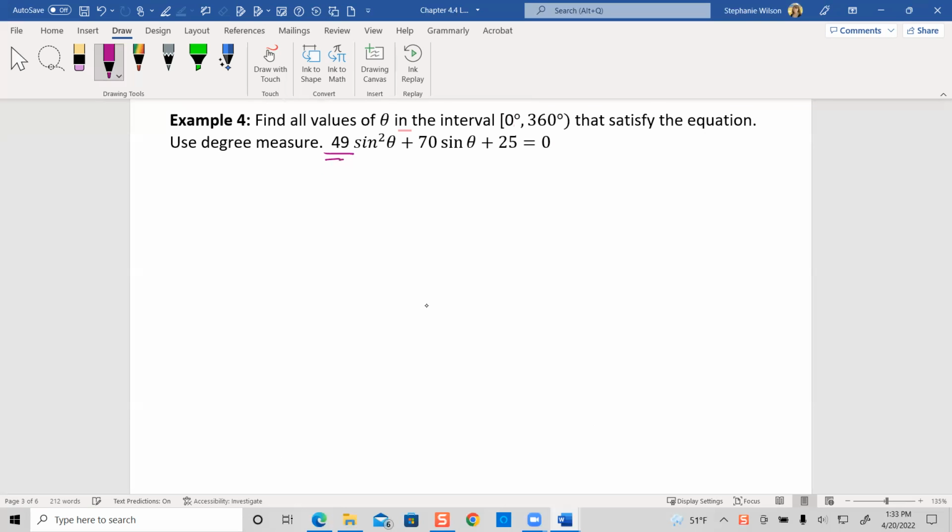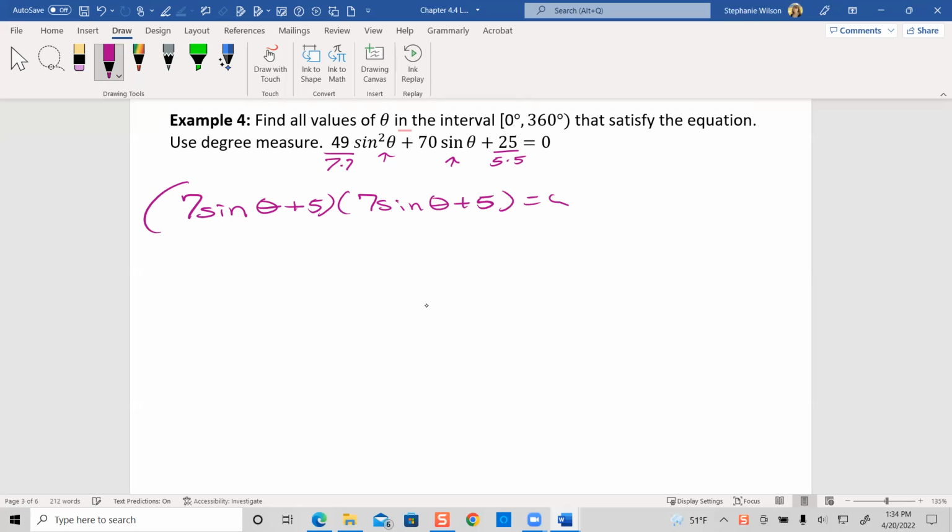49 is 7 times 7, right? 25 is 5 times 5. We got a perfect square. That's a square, that's to the power of 1. All right. So let's do this. I can rewrite it as 7 sine theta plus 5 all times 7 sine theta plus 5.